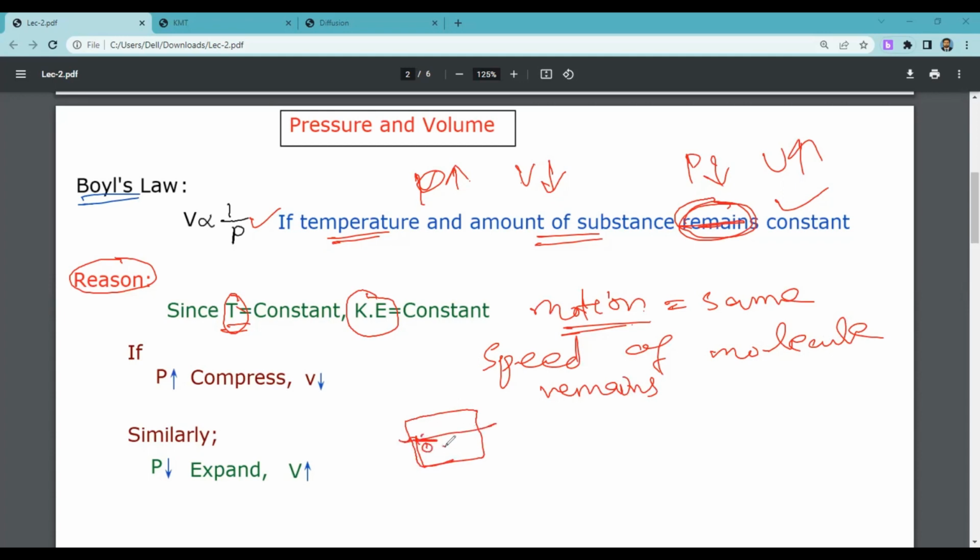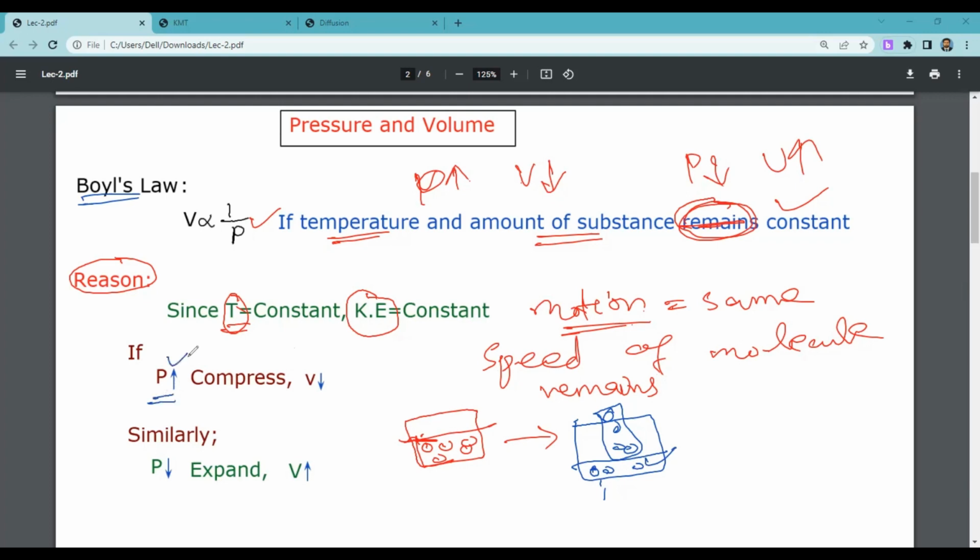Now, here is a container. The gas molecules are present in it, and now we apply pressure on it. By applying pressure, its volume will decrease. Its volume will decrease because it will compress, while amount of substance and temperature remain constant according to the postulate of kinetic particle theory.